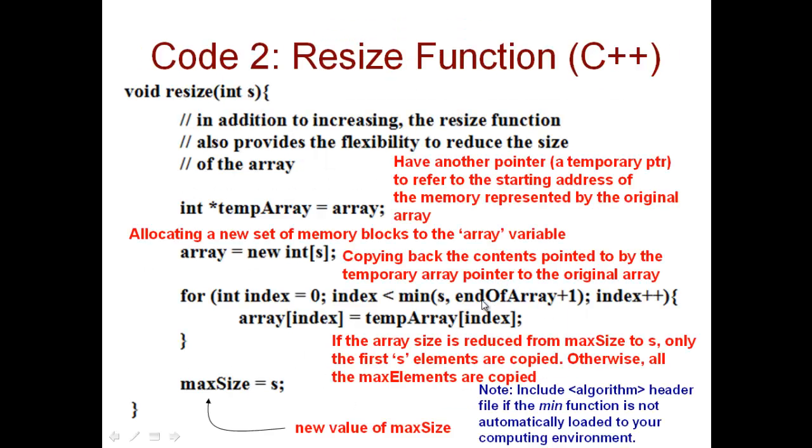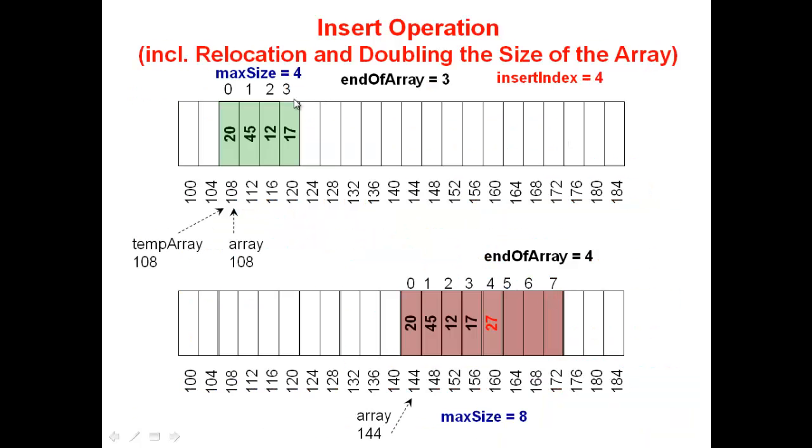So that is if end of array plus 1 happens to be the smaller of the two. So here s is 2 times max size 8, end of array plus 1 is 3 plus 1, 4. So we'll go up to index less than end of array plus 1. So that means we'll be copying up to end of array.